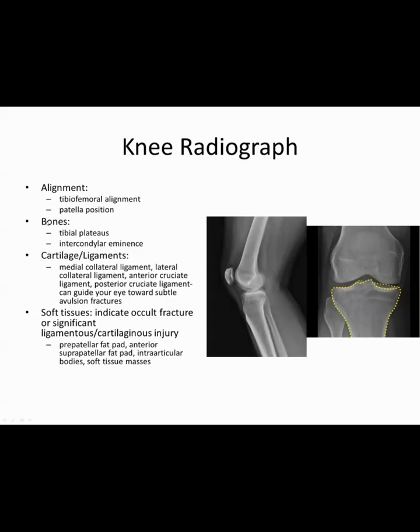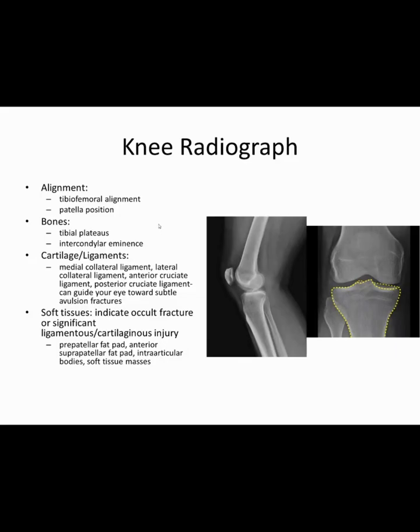Next, as always, you want to trace the cortex of the bones that you see, and just make sure to pay extra attention to the tibial plateaus and the intercondylar eminence here. On the lateral radiograph, this is where you can see the plateaus and the intercondylar eminence. So oftentimes fractures of this region can be quite subtle, so just paying a little bit of extra careful attention to these regions can help you to avoid missing a subtle pathology.